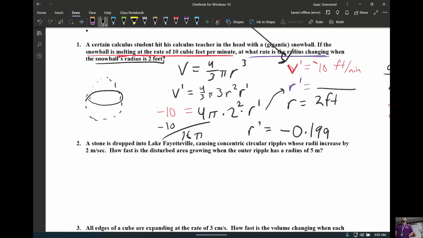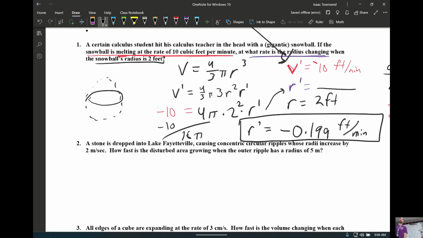Okay, what kind of units do you think this would have? Per second squared. Close. Okay, if the radius is in feet, r prime is going to be feet, but r prime is a rate, so it can't just be a distance. It's got to be a distance per an amount of time. Minute. No, not squared. It's just feet per minute.